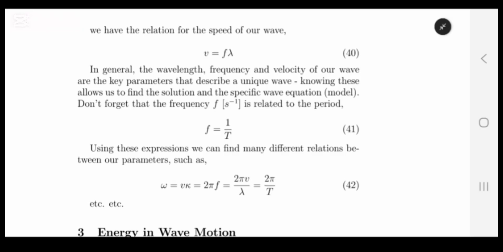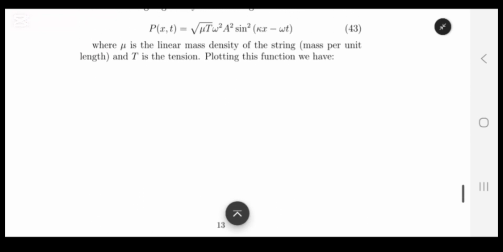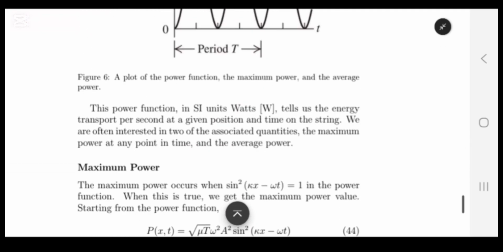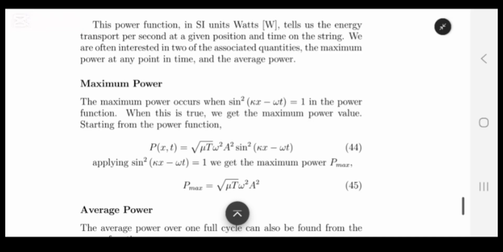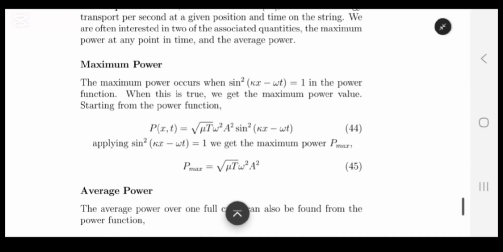And basically, this is the function. I'm not going to make you find it. The only thing I want to note here: mu is the density of the string, but T is the tension. This is not the period here in the power relationship. I know it's annoying when physicists do that, but T here is the tension in the string. So this is what tells us how the energy is transported as a function of time.